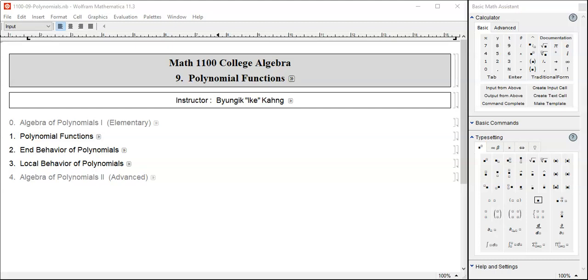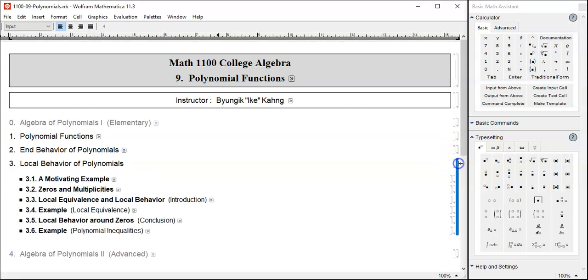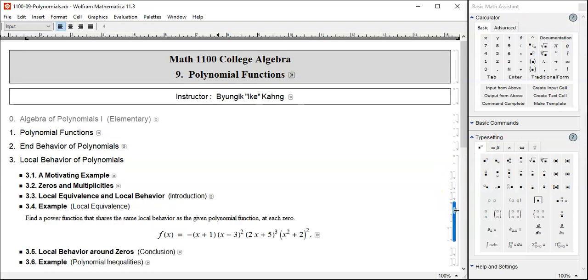Hello students, welcome back. We talked about the local equivalence, and here comes an example problem. Find a power function that shares the same local behavior. I should say a shifted power function that shares the same local behavior as the given polynomial function at each zero.